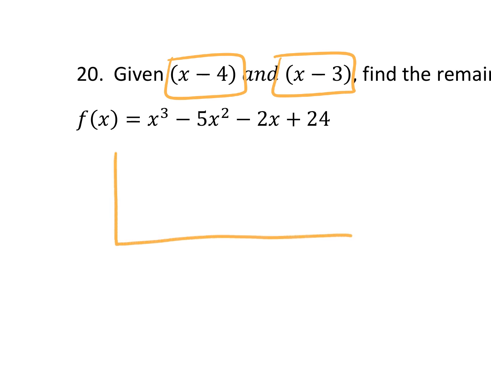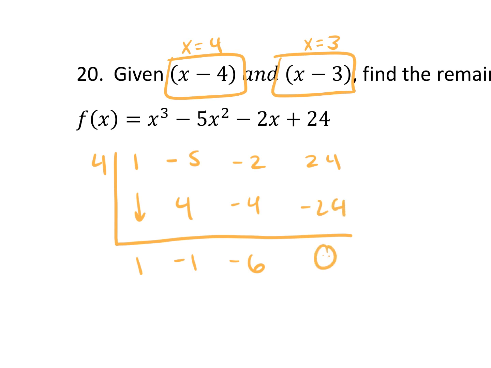We do the same thing we did in the last one, use synthetic division. But if I have x minus 4, what's going to go on the outside? 4. So we change the sign, because this is like saying x is equal to 4 and x is equal to 3. So let's start with 4 on the outside. And all of my coefficients go on the inside: 1, negative 5, negative 2, and 24. Drop down the 1, multiply, add, multiply, add, multiply.